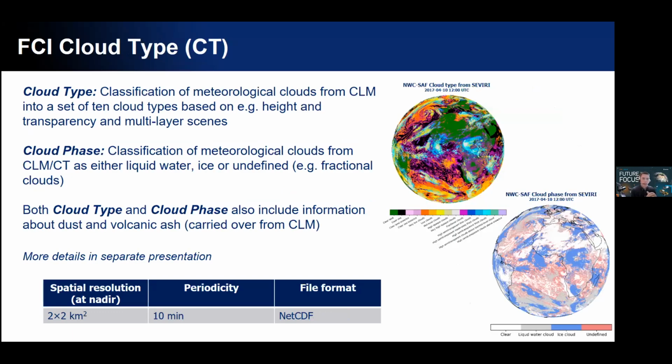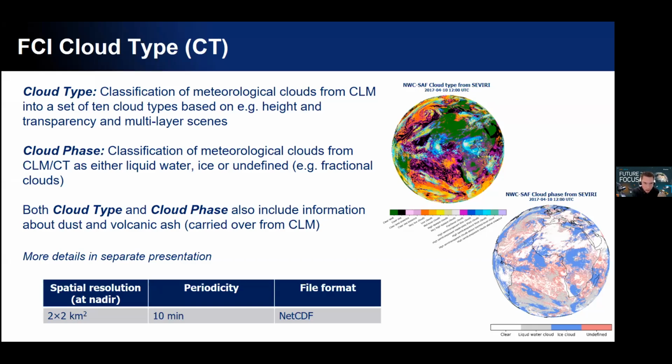And then we also have the cloud type, and this is derived for all the cloud pixels. It derives first the main cloud type, which is a set of, I think, around 12 to 16 different cloud types based on the altitude, opacity, transparency, and also if it's multi-layer, that's the upper figure you see. And then there's also another cloud type that is called cloud phase, which is the thermodynamic phase of the meteorological clouds, if it's liquid water or ice. And also in both of these products, we have the information about dust and ash carried over from the cloud mask. So those will also be indicated in those products.